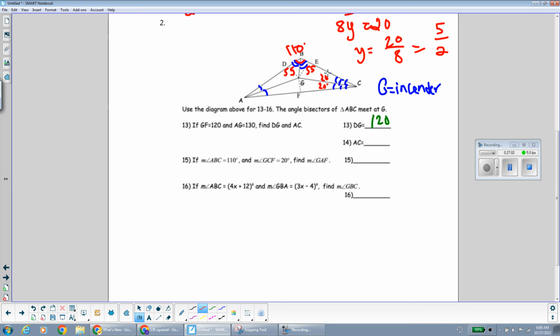So in the big triangle, we know three angles. We know that angle B is 110. We know angle C is 20 plus 20. That's 40. 110 plus 40 is 150. So that makes angle A 30 degrees to make the whole triangle add up to 180 degrees. We need GAF, so that's half of the whole angle. The whole angle is 30, so that is 15 degrees. Okay, let's reset so we can do the next part of the question.